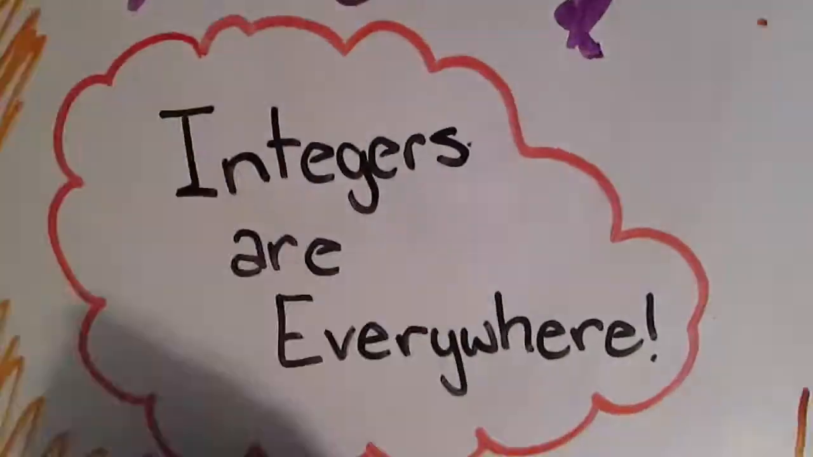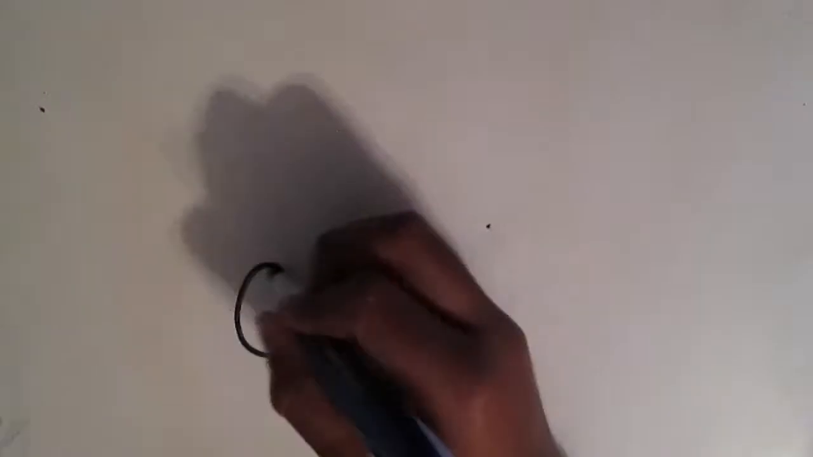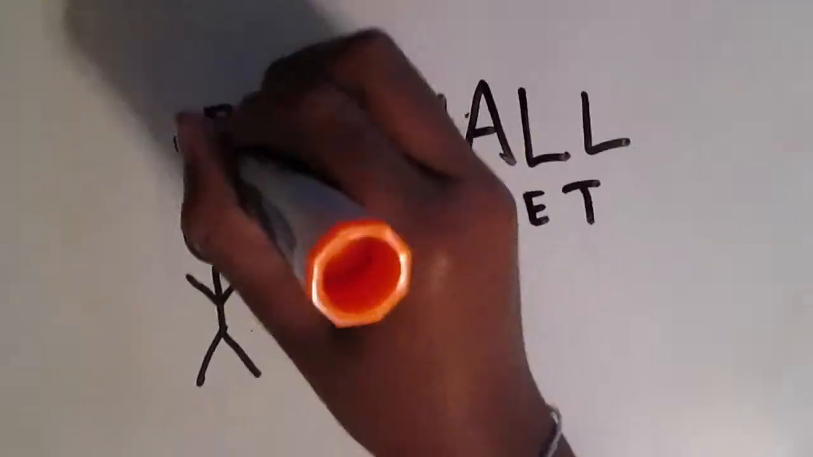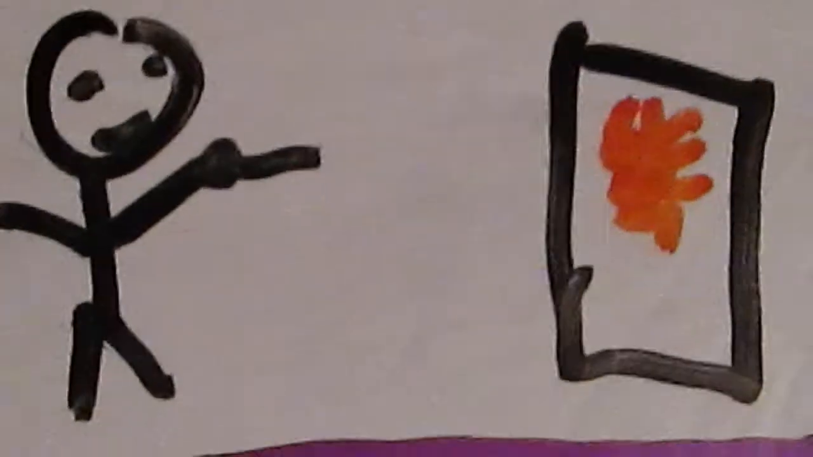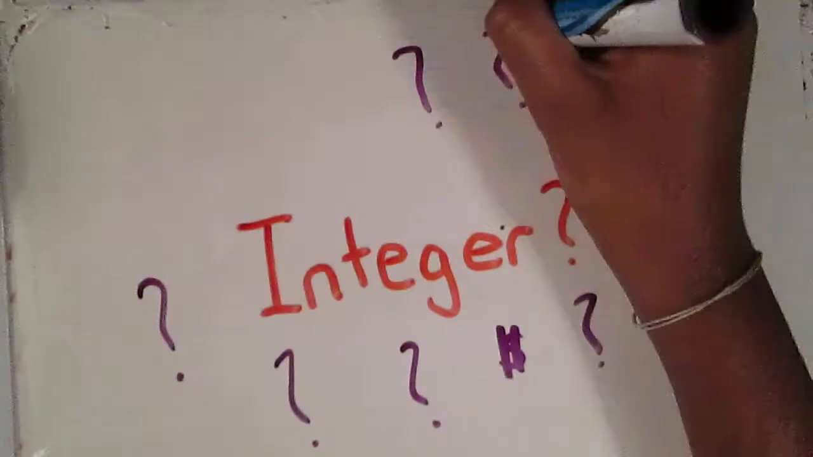Integers are everywhere. Investors use integers to determine whether they should buy Apple or Google stocks. Scientists use integers to find sea levels of mountains and volcanoes. You use integers from the Weather Channel to determine whether or not you should wear a sweater today. But what even is an integer?